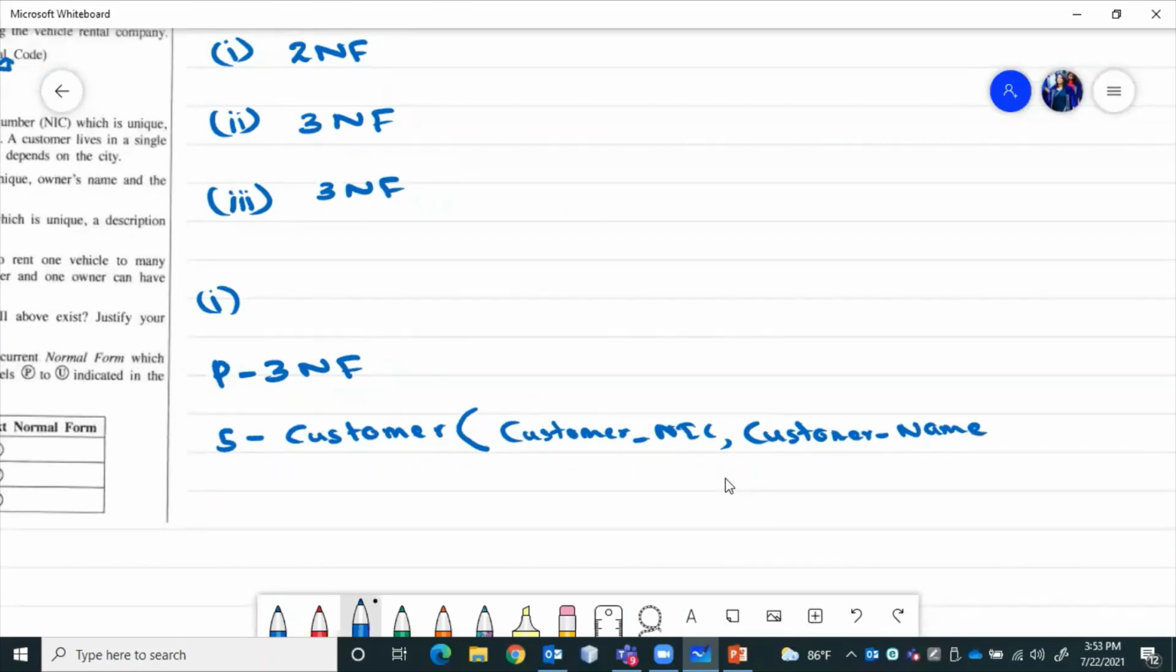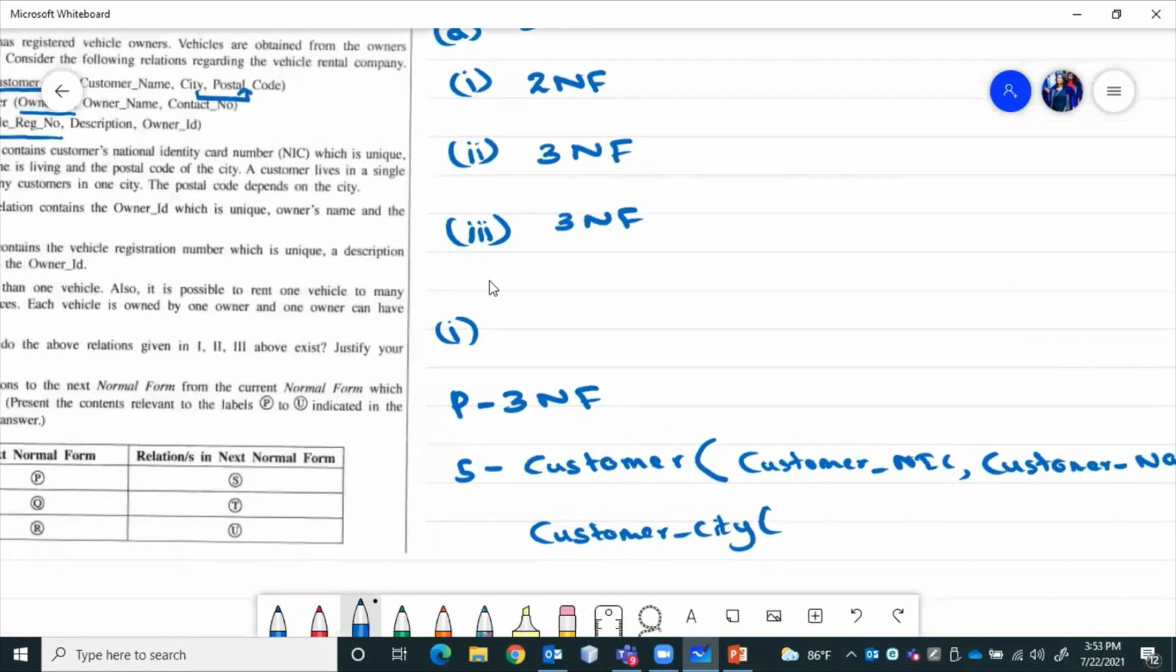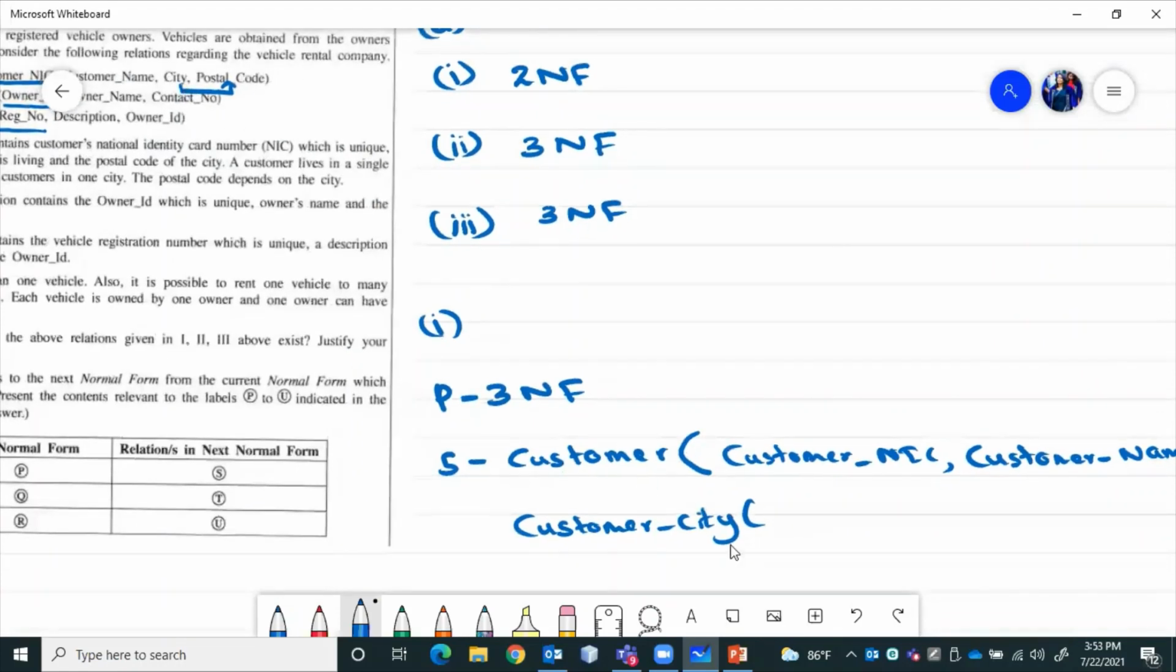And then we can have another relation. You could go with customer city. Why didn't I put city? Because there cannot be the same relation name as the attribute. We have an attribute called city now, so I cannot use that name for the relation name. Okay, you can go with Address.